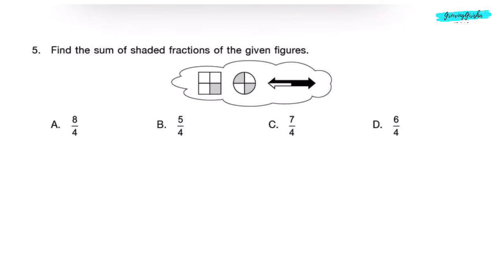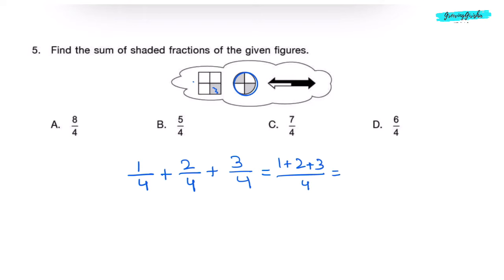Question 5. Find the sum of shaded fractions of the given figures. In the first figure, there are 4 squares and only one of them is shaded. So, fraction will be 1 upon 4. Plus, the next one. Again, in this circle, there are 4 parts and 2 of them are shaded. So, it will be 2 upon 4. Third figure. In this arrow, 4 parts are there and only 3 parts are shaded. So, 3 upon 4. Since the denominator is same, we can add the numerators. 1 plus 2, 3. 3 plus 3, 6. 6 upon 4. 6 upon 4 is in option D. So, option D is the correct answer.